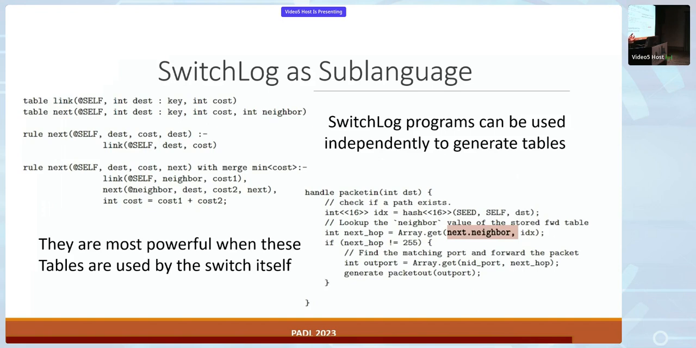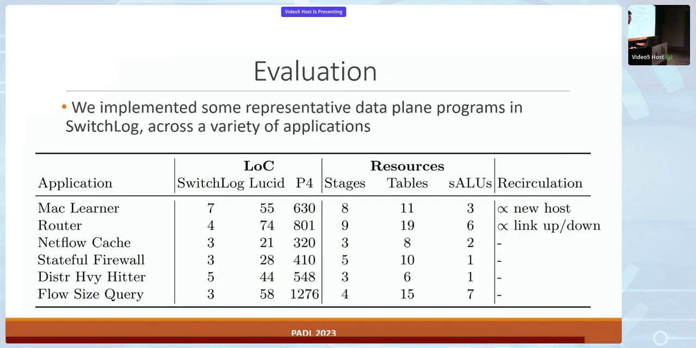And SwitchLog is good at creating these tables, which can be a little difficult in Lucid. So earlier we had said that we want our language to be restricted but also expressive enough. And to measure this, we implemented some representative data plane applications across a variety of different types. So for instance, Mac learner and router are two common examples that involve communication between switches.